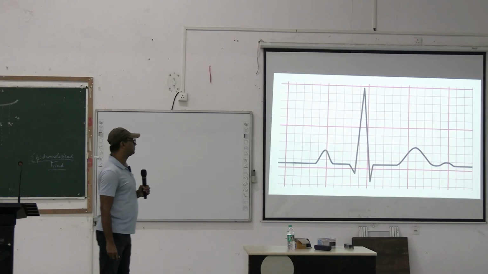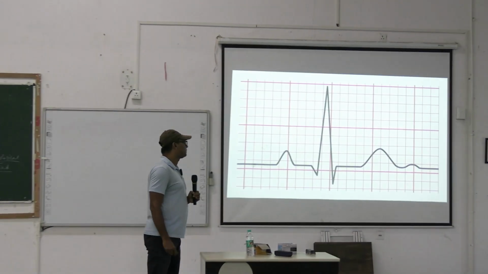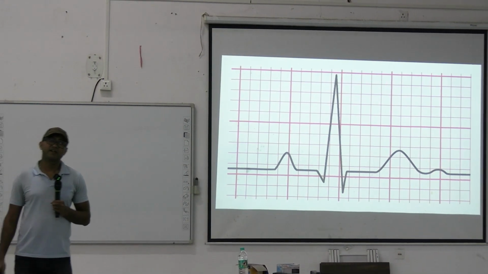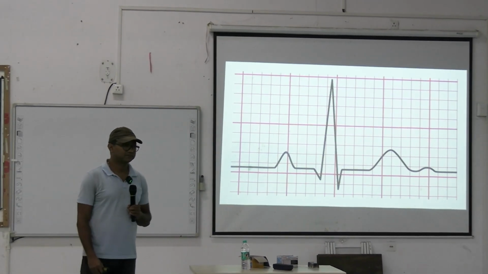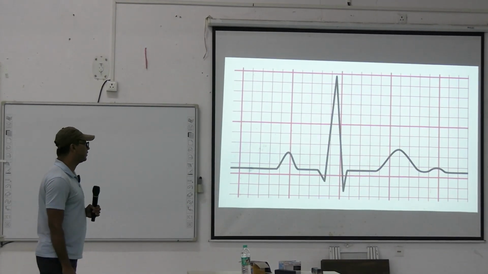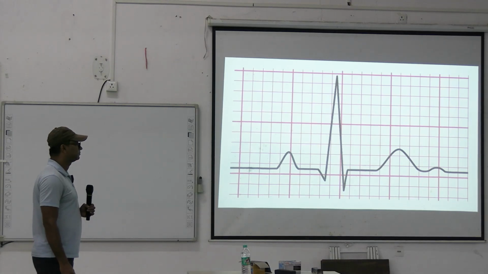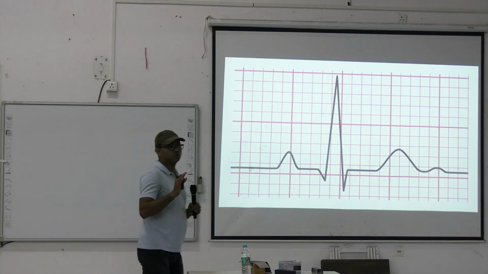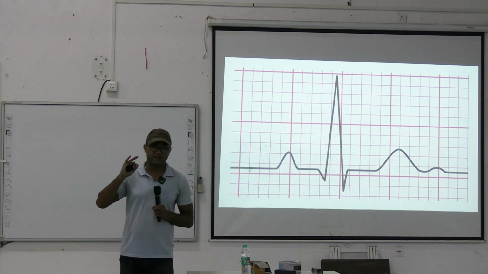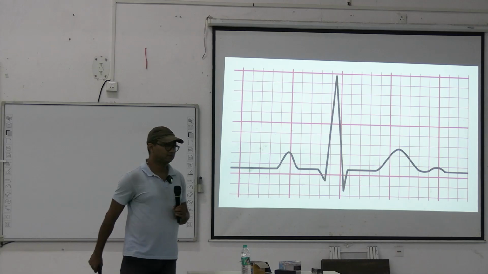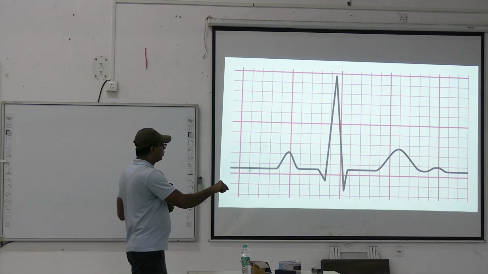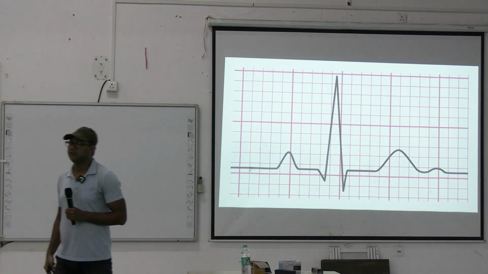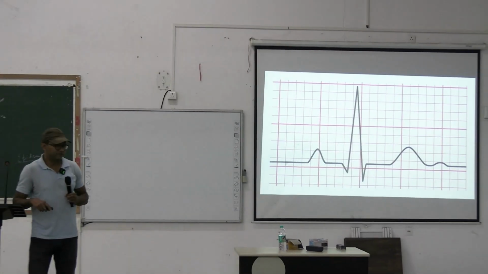Now, if I ask you, tell me the duration of the T wave, can you tell me? First you need to look at how many small squares are there at the base of the T wave. Yes, so 1, 2, 3, 4. There are 4 small squares at the base of the T wave.